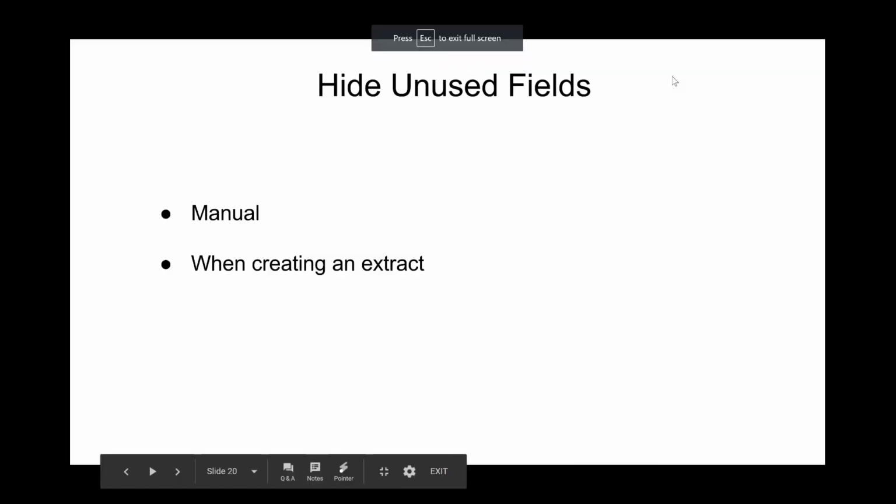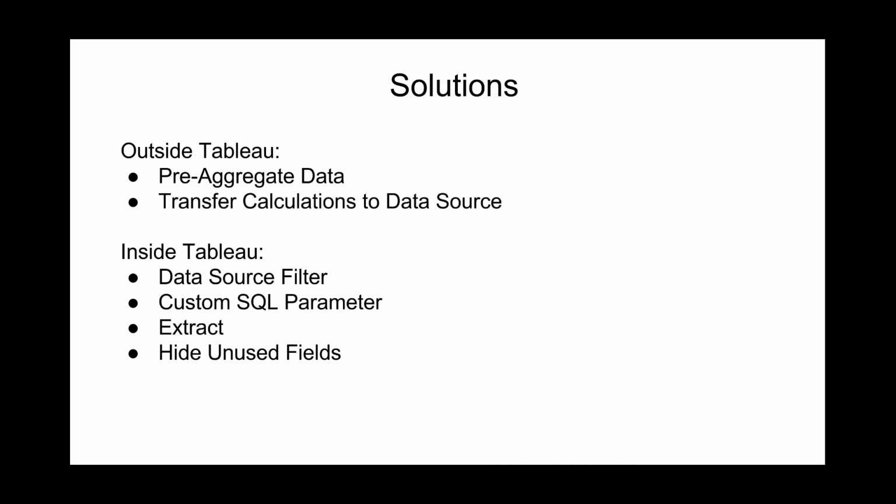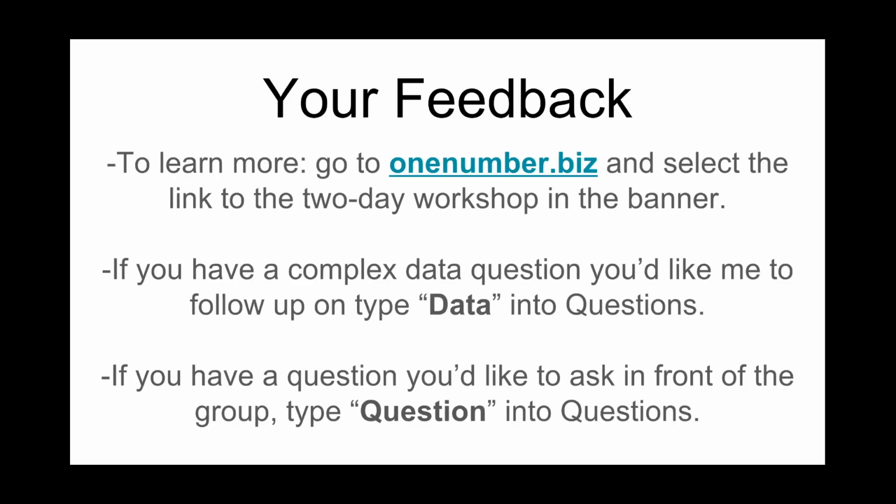So to recap, 6 solutions for speeding up your workbooks: aggregate your data before Tableau, transfer calculations to your data source, use data source filters, consider a custom SQL parameter if that would work for you, use extracts, and hide unused fields.